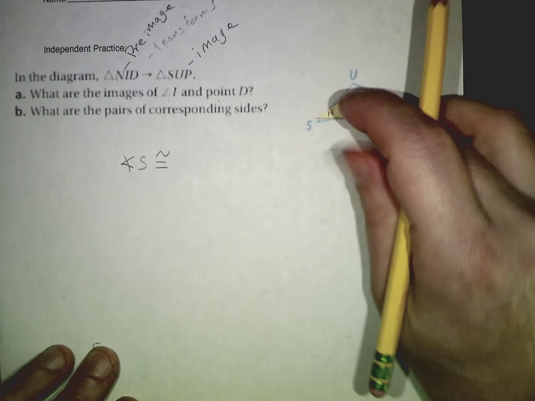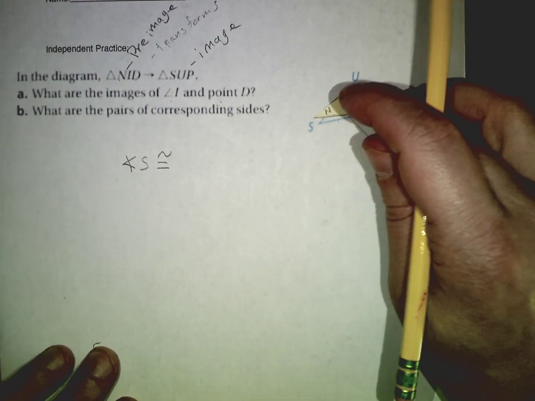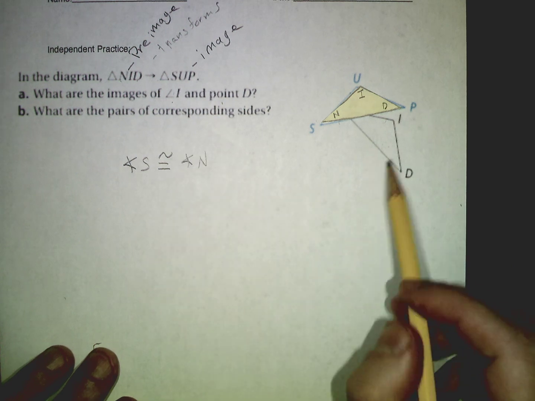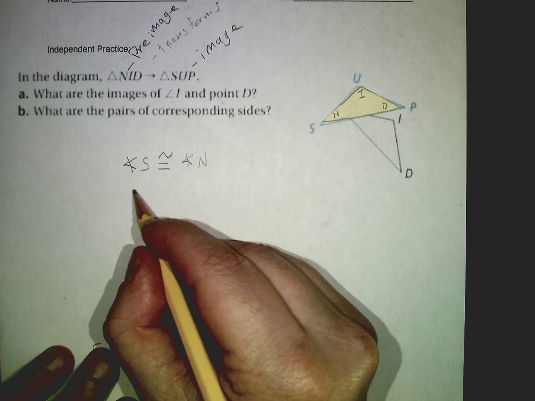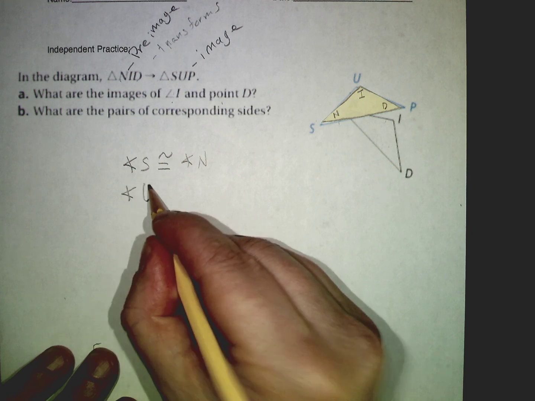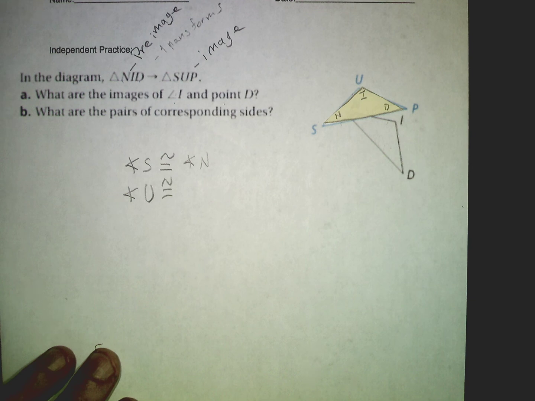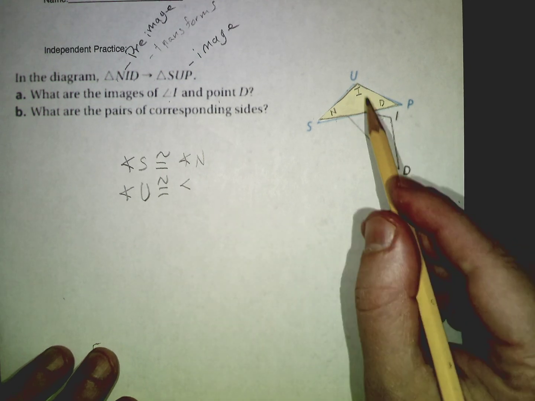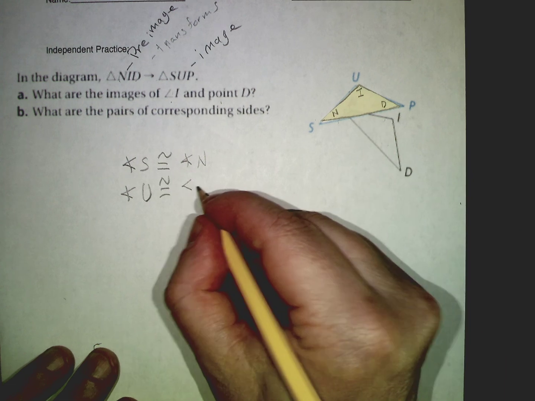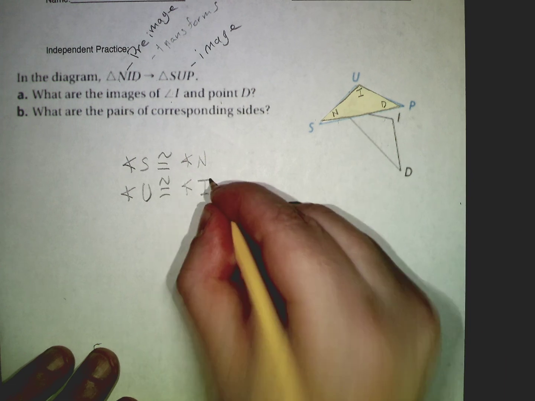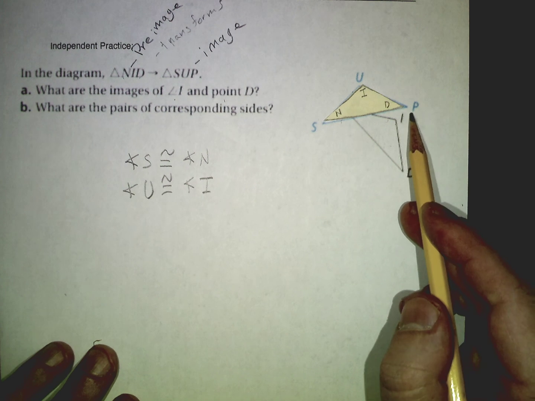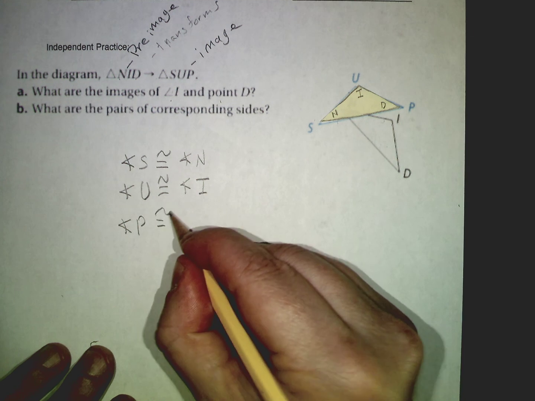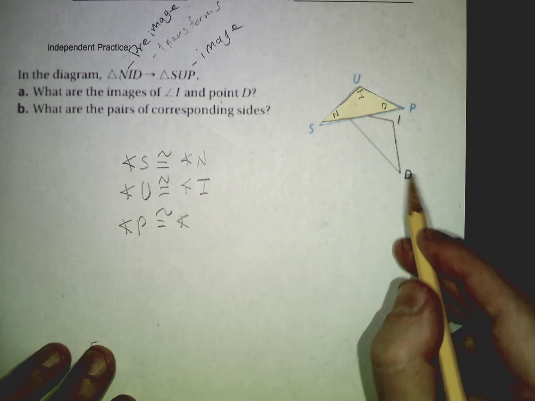Because we just saw we rotated into this part. So angle N. Angle U, I'm doing SUP, is congruent to angle I. It rotated, and that's where I would end up. And then finally, angle P. Well, angle P is congruent to angle, you guessed it, D.